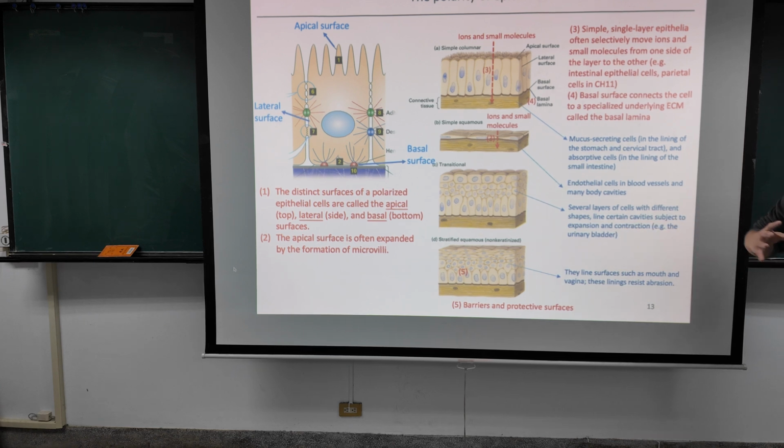They can change the shape. For example, you can find this tissue in the artery and bladder. Okay, and there will also be multiple layers of squamous epithelial cells here. It can also prevent some abrasions. Okay, for example, you can see this in the mouth and the vagina.